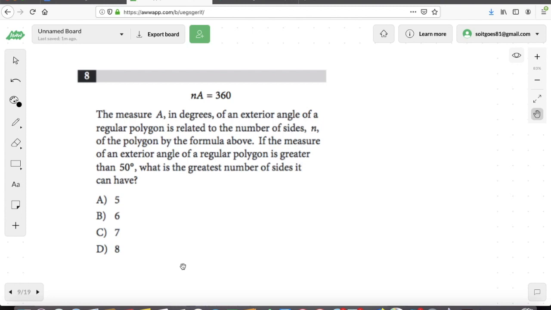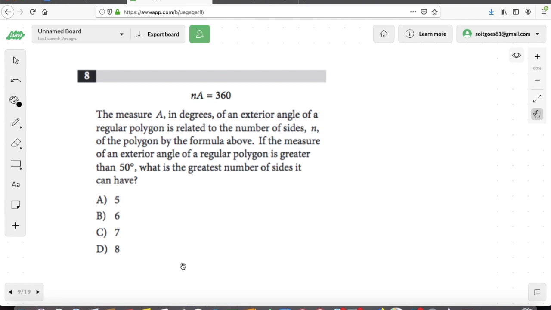All we know is we've got some number of sides for a polygon, N, and we've got some exterior angle, that's the A value, which is greater than 50. So A has to be bigger than 50, with some unknown number of sides. The question is, what's the greatest number of sides it can have? Does that question make sense?